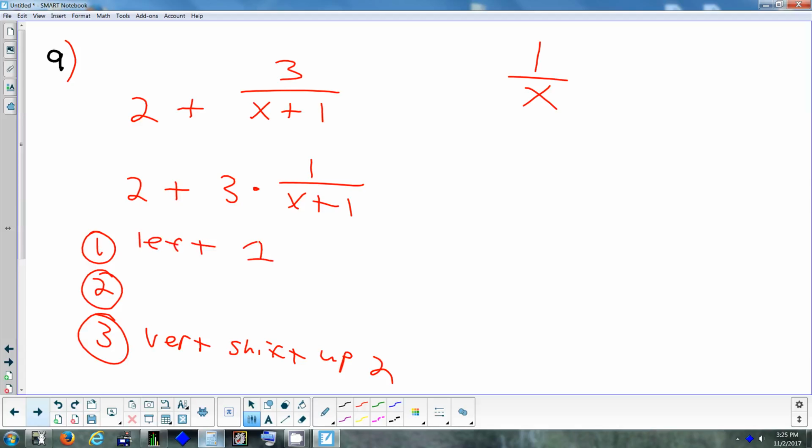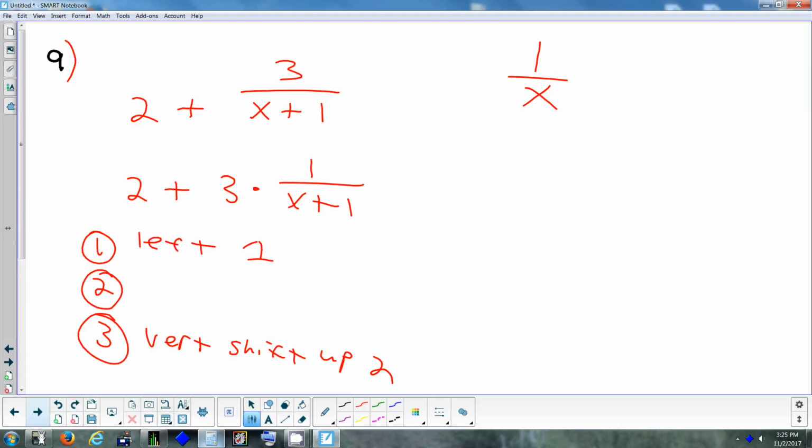Okay, and just be careful with left and right. When you have a plus, you might think it goes right, but it's the opposite. And what about the 3? It's like you're multiplying by a 3 in front. What does that do?